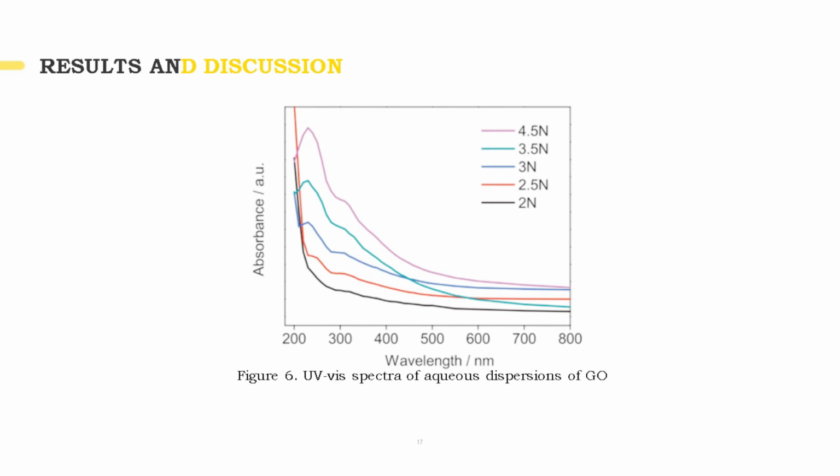The samples formed using 4.5N and 3.5N KMnO4 exhibit a single intense peak at 230 nanometers, while that using 3N KMnO4 shows a weak peak as a high shoulder at 226 nanometers. The sample produced using 2.5N KMnO4 exhibits a low shoulder at 232 nanometers. When the mass ratio of KMnO4 is decreased to 2N, the peak or shoulder disappears.